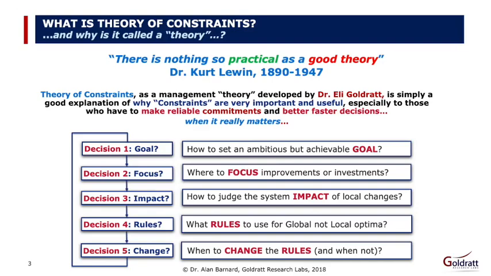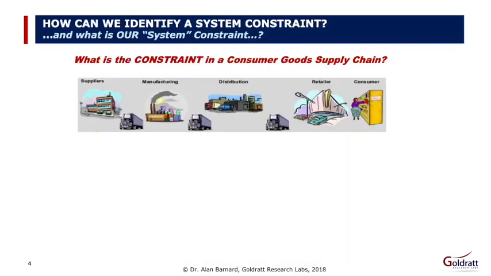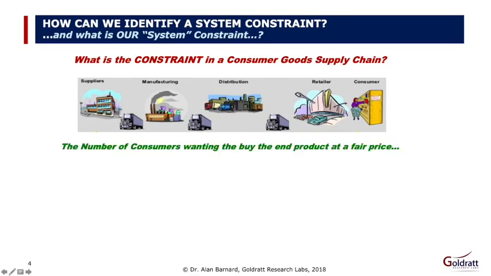And that links us back into this conclusion that for a consumer goods supply chain, what is the one resource that if we had more of it, it would benefit every single link in the supply chain? Dr. Goldratt coined the phrase that unless the end consumer has bought, nobody in the supply chain has really sold. So the key constraint in the consumer goods supply chain is the number of customers wanting to buy the end product at a fair price.